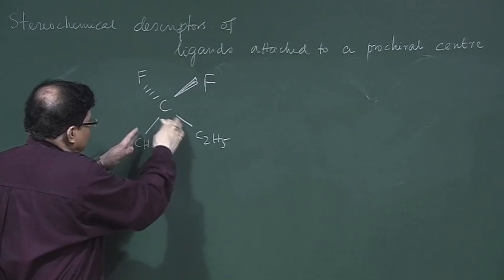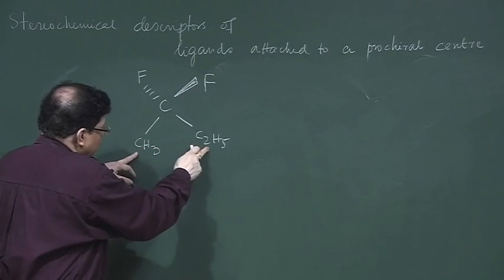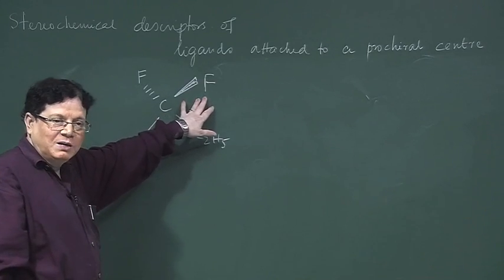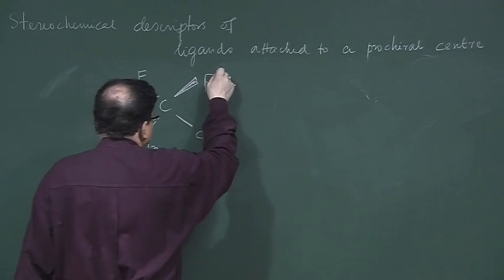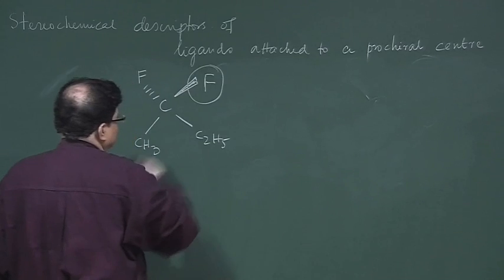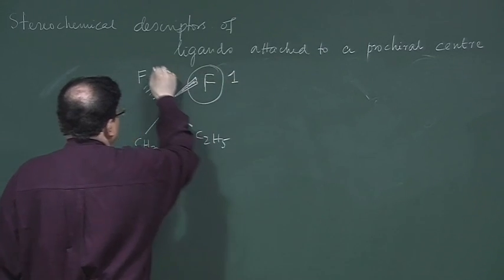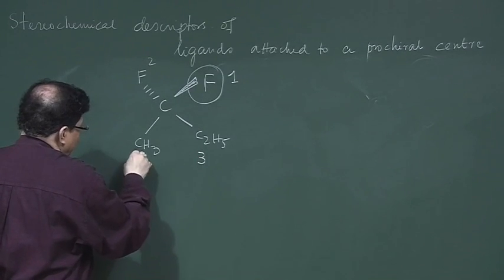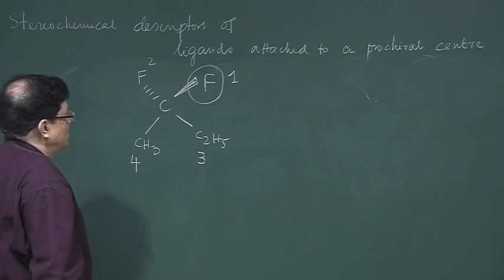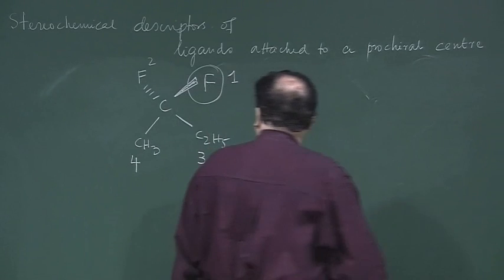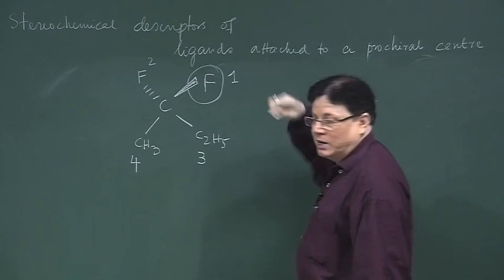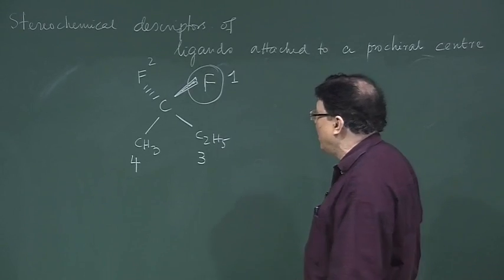So, amongst this methyl, ethyl and fluorine, which one comes first? Fluorine has higher atomic number. So, this fluorine, because I am considering this fluorine first, will be 1, that will be 2, this will be 3 and that will be 4. Okay. Now you need some 3-dimensional vision to check whether it is R or S.